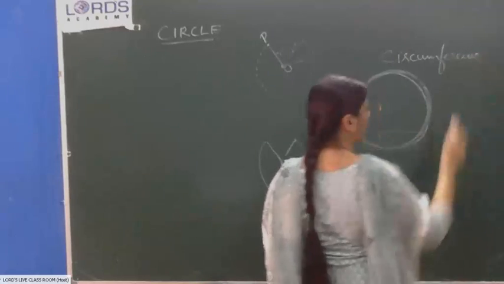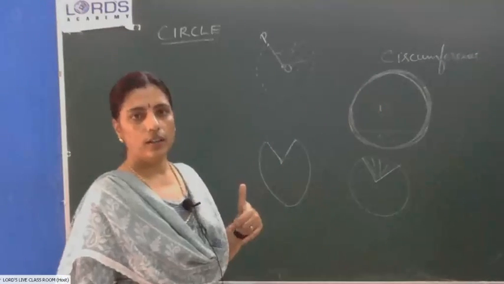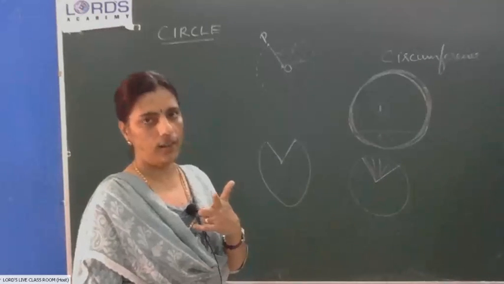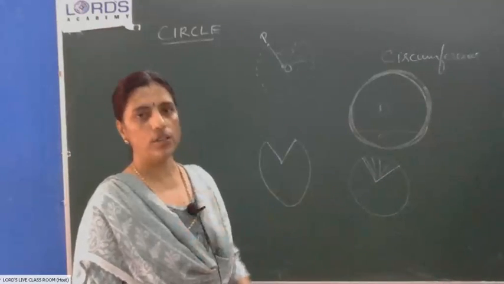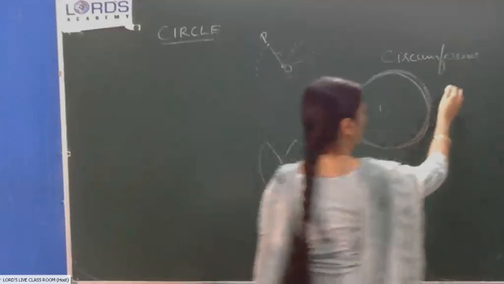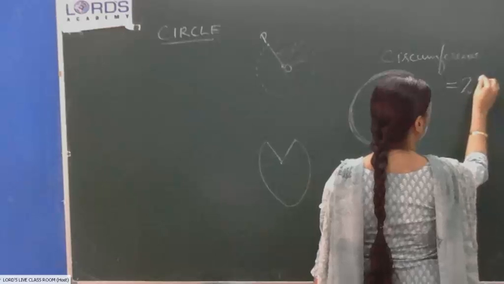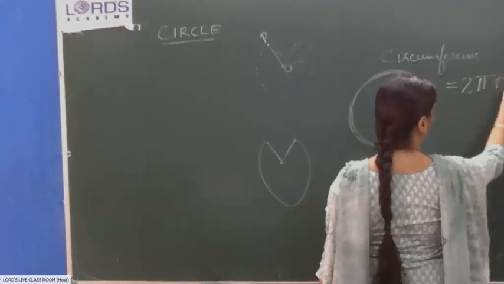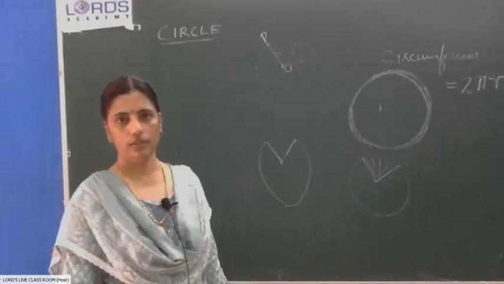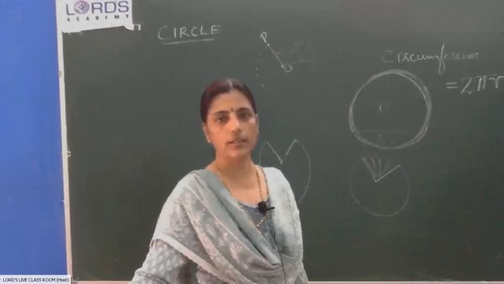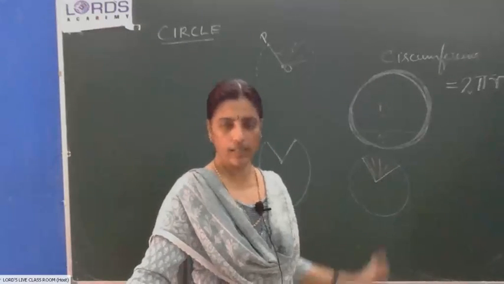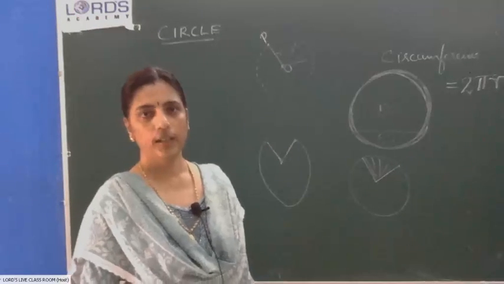Circumference, okay. Everyone write. The picture is already in your notebook, so there is no need to draw it again. Instead, write: circumference of a circle is equal to 2 pi r. That's a fixed formula.